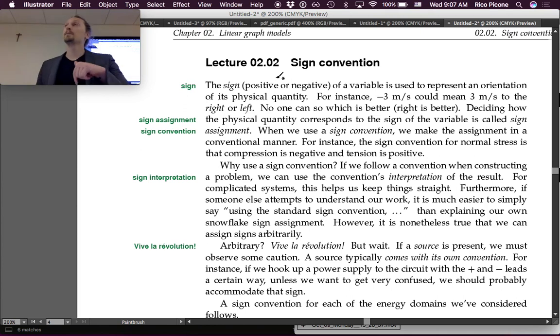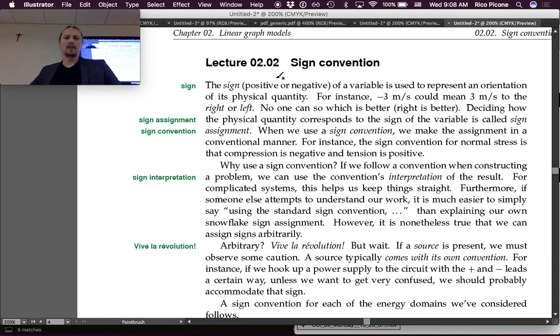Okay, but we're getting to the point where we can draw linear graphs for different systems, and we're getting hopefully excited about that fact. Sign convention, though, is pretty key, so I want to talk about that today. We're only going to cover the first two types of energy domains today. We'll cover rotational mechanical systems on Friday, but I thought it would be good to at least start this today.